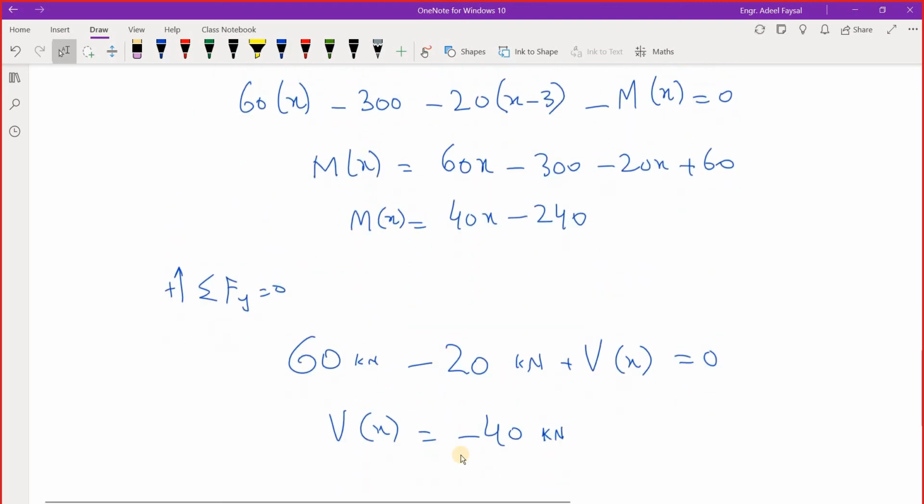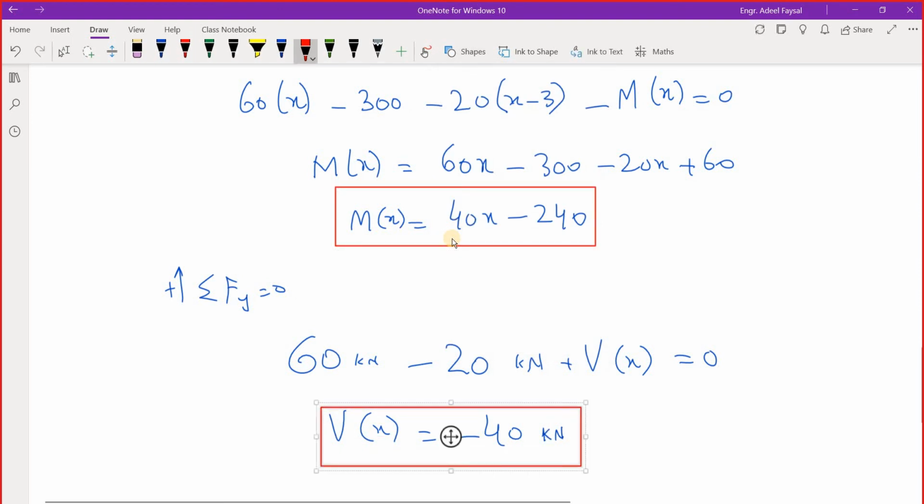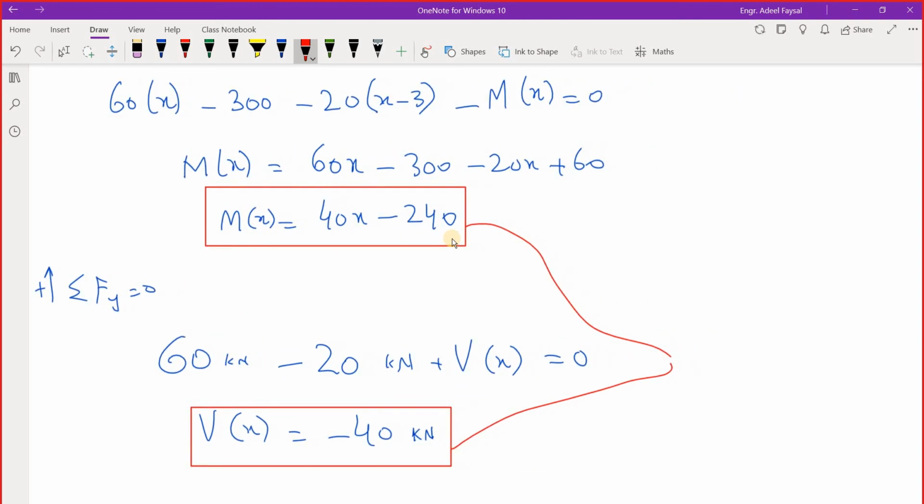Now we have two equations. Let me just highlight them. This equation and this equation. Now for both of these equations, we must make sure that these are valid for certain range of x values. So these are valid for x between 3 and 6 meters, 3 meters and 6 meters. These two are valid for this range of x values. All right.